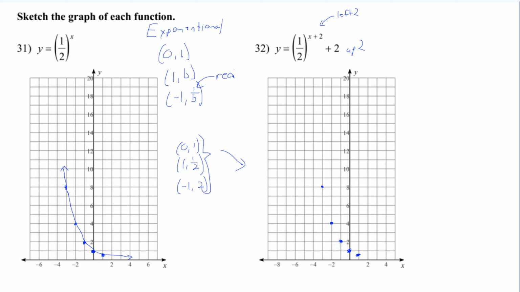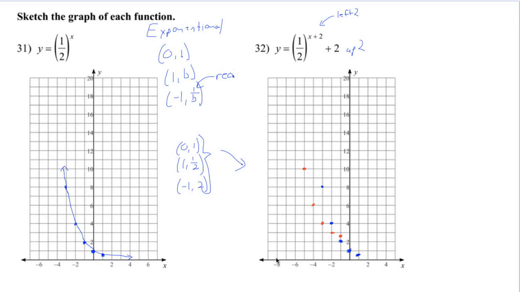And now in red, my final graph is going to be in red. It's going to go left 2 and up 2. So this point's going to go left 2, up 2. This point here is going to go left 2, up 2. This point, left 2, up 2. And a couple other ones. So you hopefully see this graph taking shape as we move everything up 2 and left 2.